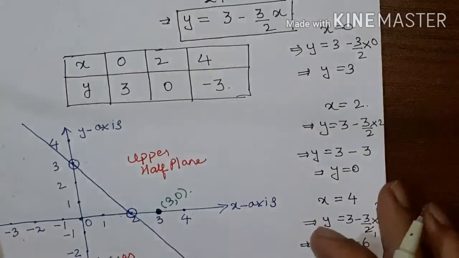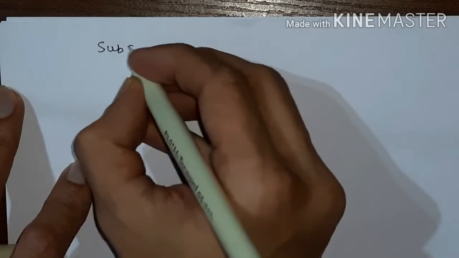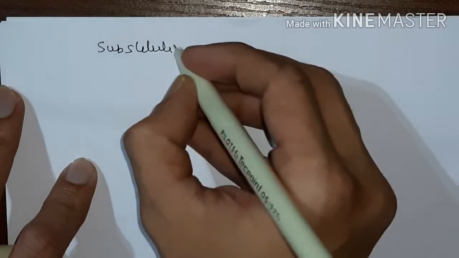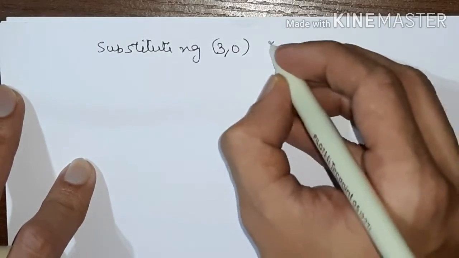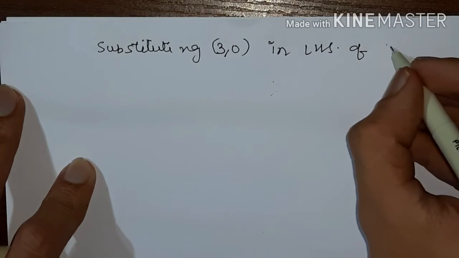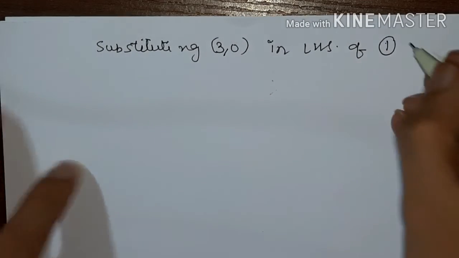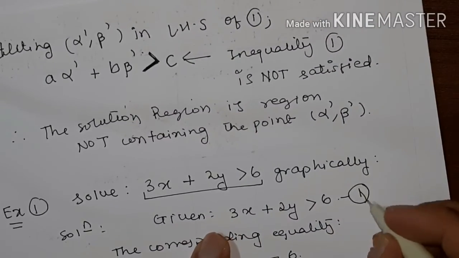So I will substitute this 3, comma 0 in the left hand side of this inequality. So let us see what we get. Substituting 3, comma 0 in the left hand side of the inequality. Let us call that inequality 1.